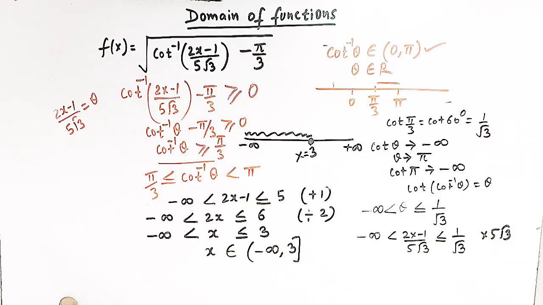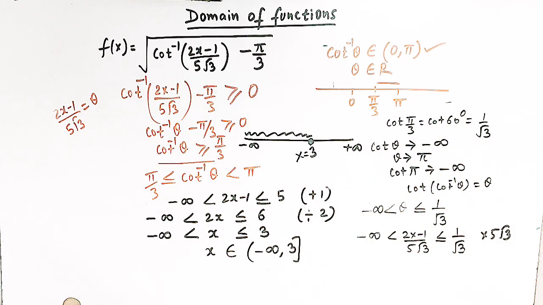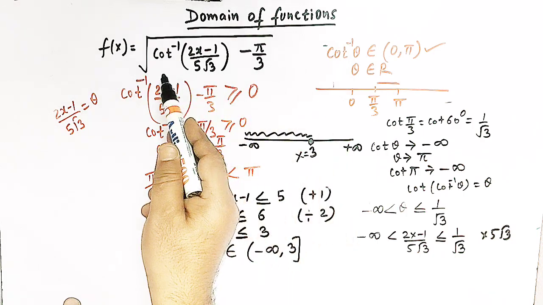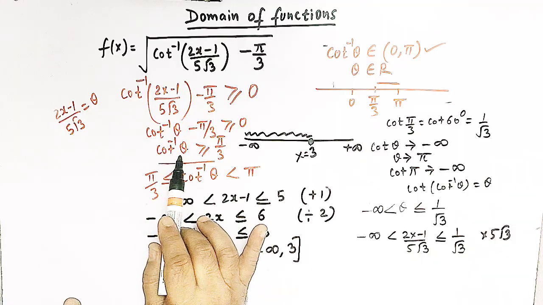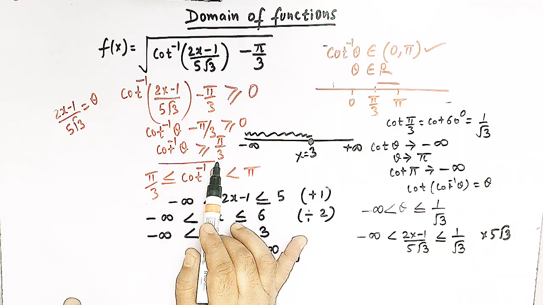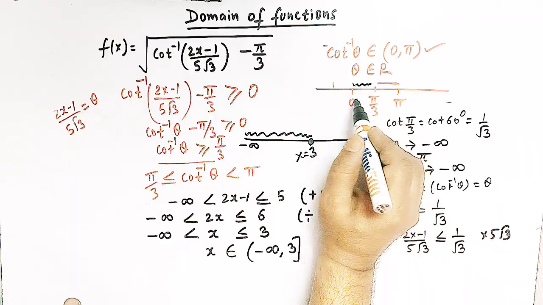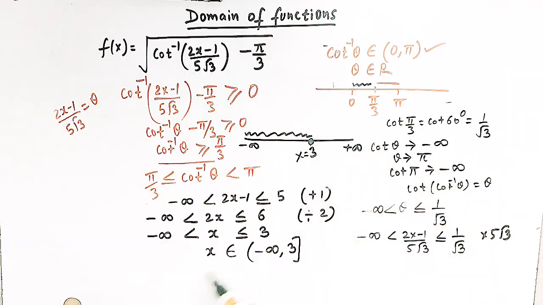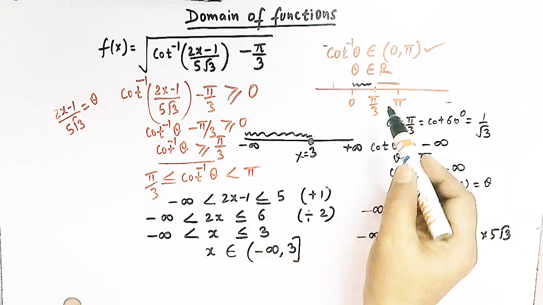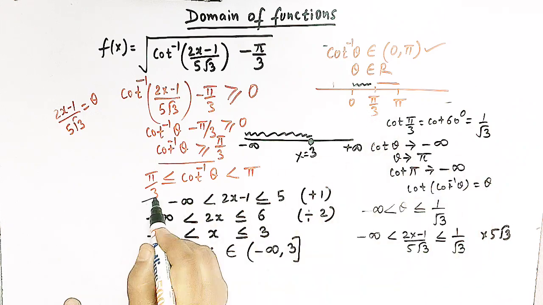So this is how, by making use of these concepts, we can easily find the domain of functions of this kind. And here we must remember that when we have cot inverse theta greater than or equal to pi by 3, we cannot take the interval from 0 to pi by 3, because there we have all the numbers which are less than pi by 3. So we have to take the interval from pi by 3 to pi.